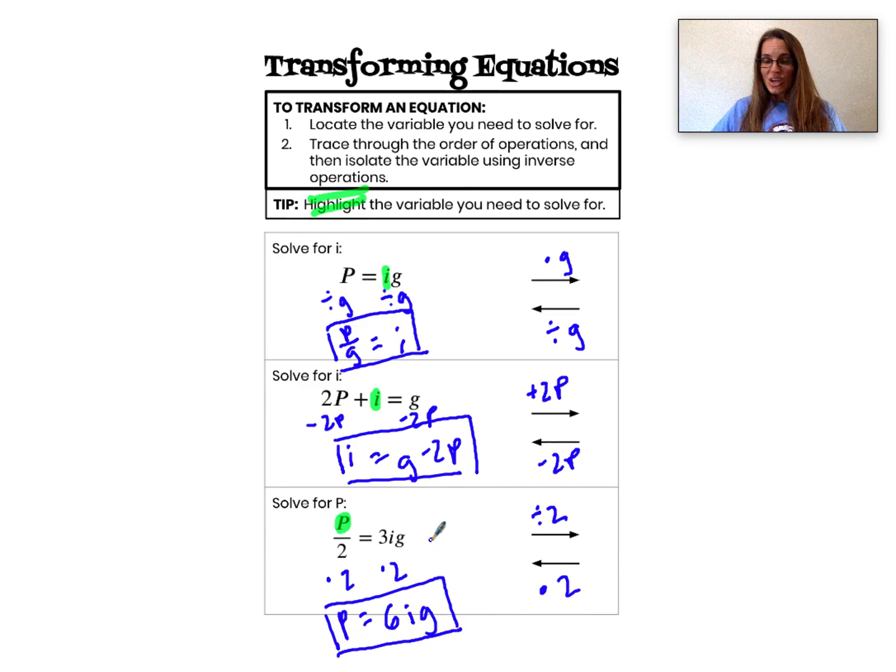I know this looks really weird, and this is a skill that takes students a varying amount of time to get, but I promise it will click for all of you. Keep trying and you'll get it. It just looks really weird to start with.